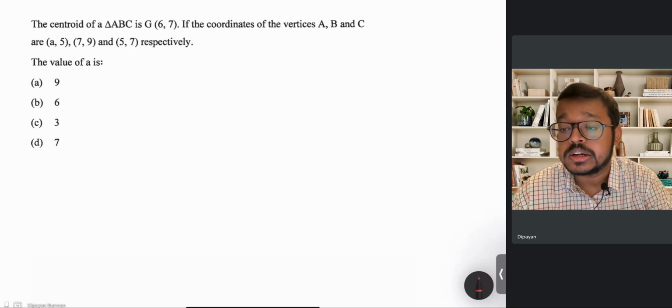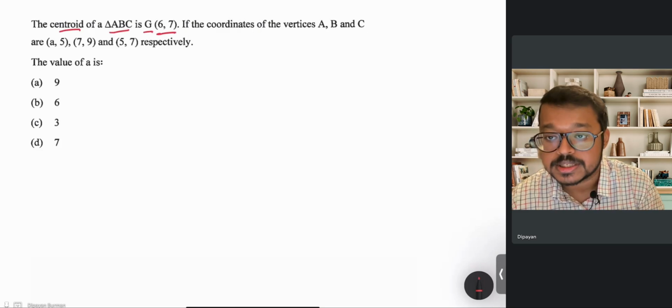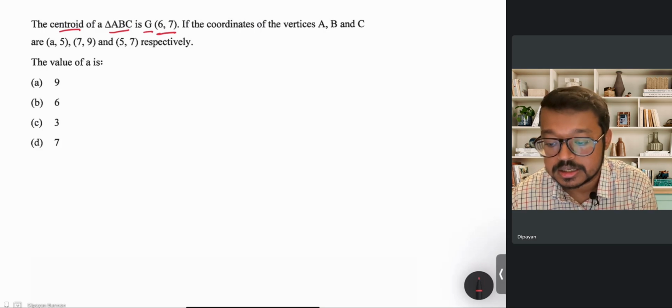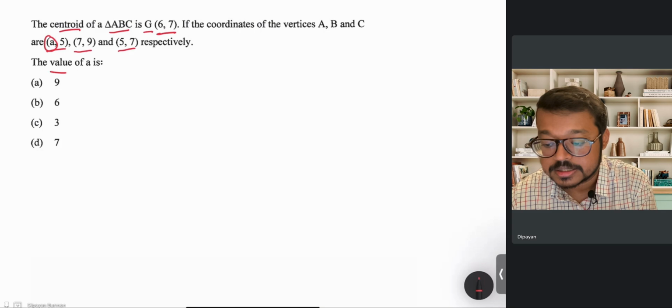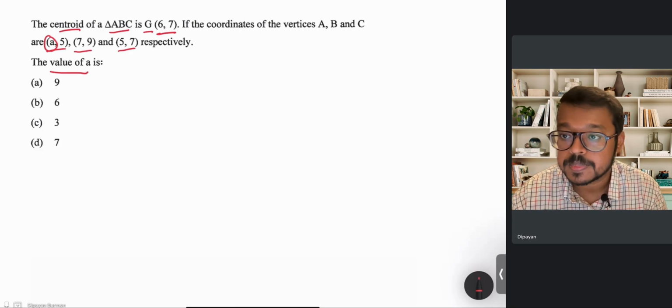saying that the centroid of a triangle ABC is G (6, 7). The coordinates of the vertices A, B and C are these three, where this A is unknown. They're asking to find that value of A, the missing A.